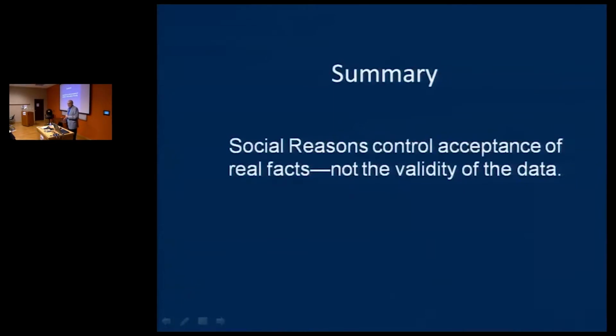So, I'm not sure where I am here. I'm at the end, in case this really worked pretty well. Summary. There are social reasons that control the acceptance of real facts. It's social. It's not the data. It's not the data any longer. Now, this is a new thing. Back in the 60s, 70s, and so forth, facts were what controlled things.